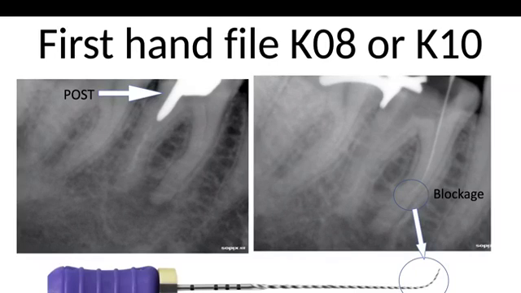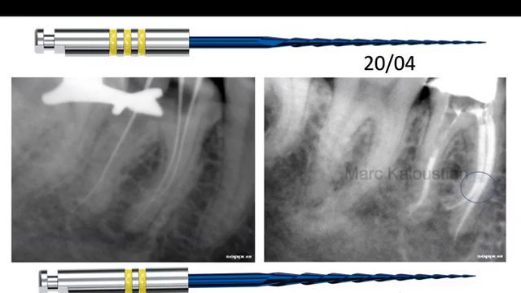We know the problem we have. It's a ledge, and we know that we need a pre-curved file to bypass this ledge. And most of the time, 90% of the time, very easily, with some patients, we can bypass the ledge without forcing the file inside the canal.